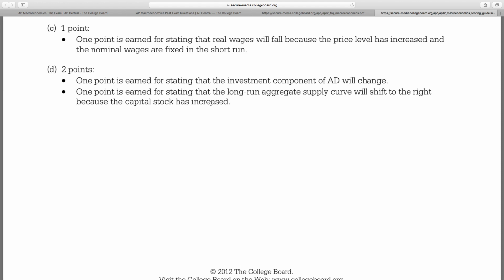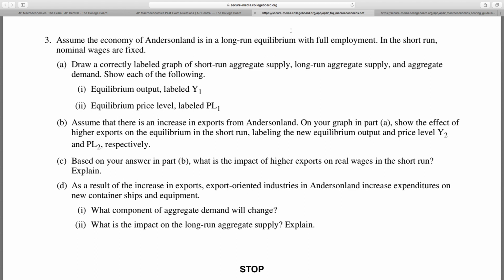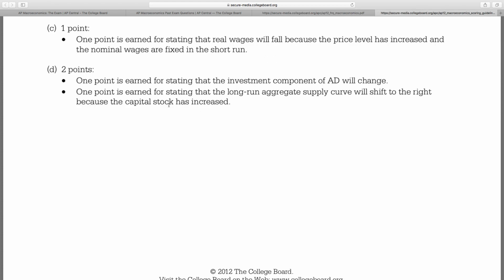If businesses become more productive, that shifts your production possibilities curve. That's going to shift your long-run aggregate supply curve. I think they are asking for an explanation there, are they? Yes. Okay, so they're saying explain. So if businesses become more productive, the economy grows. That's economic growth. That's that production possibilities curve shifting out. They say capital stock. You could just say shift to the right because of the increase in physical capital that businesses have, or the increase in productivity due to the increase in physical capital. Something along those lines would have been fine.